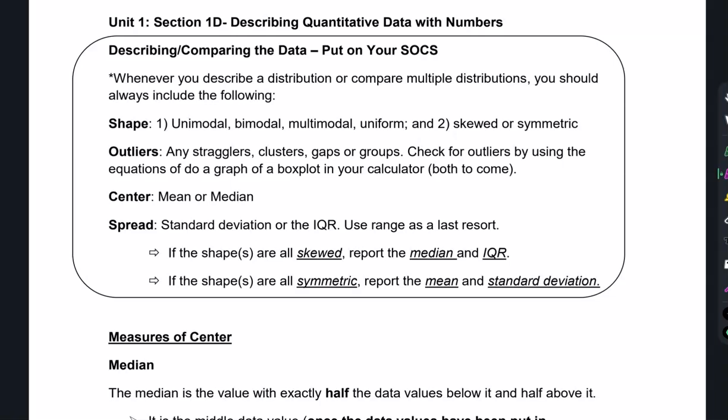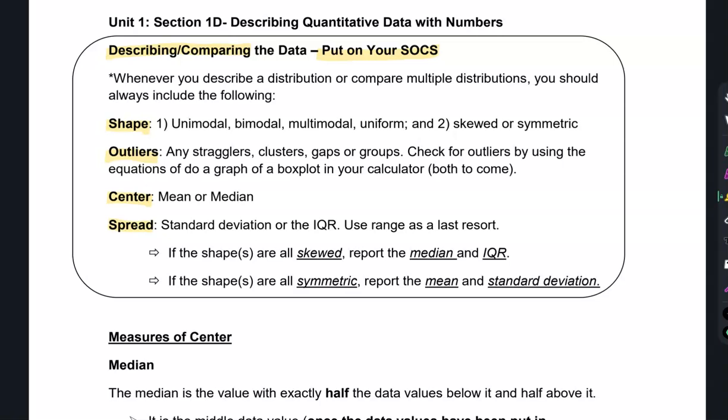All right, so we've already talked about the basics about SOCS. When you're asked to describe or compare 2 distributions, or just one, I want to see shape, outlier, center, spread. I want to see all those things mentioned. I do not want to see just random numbers spit out with no context. Context is extremely important. You can do little bullet points.